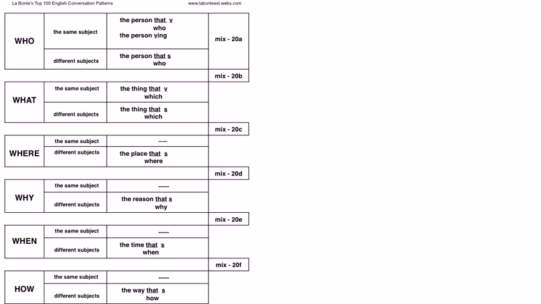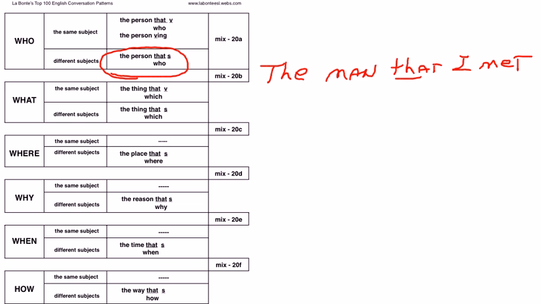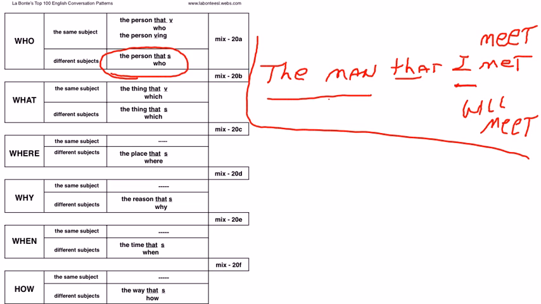With different subjects, we move on to this pattern. Here, obviously, there are 2 different people involved. The man and I. The man that I met is the past. The man I meet is the present. The man I will meet is the future. The guy that I called wasn't there. The girl that I like is over there. You'll have to give many examples of this to review it.